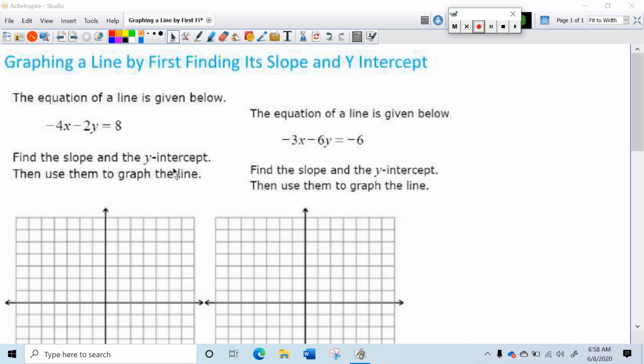The equation of a line is given below. Negative 4x minus 2y equals 8. Find the slope and y-intercept and use them to graph the line.